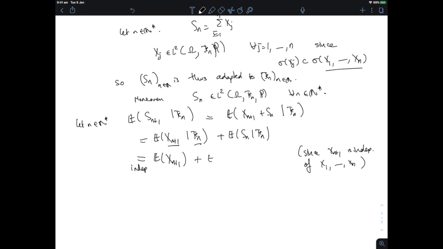Okay, and we've got that second part. Now looking at the second part, what have I got? I've got that the expectation of Sn given Fn is Sn, because Sn is Fn measurable.